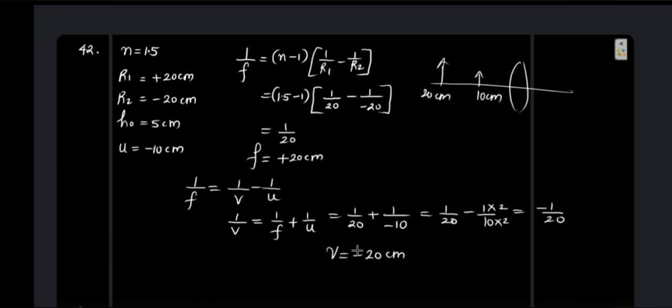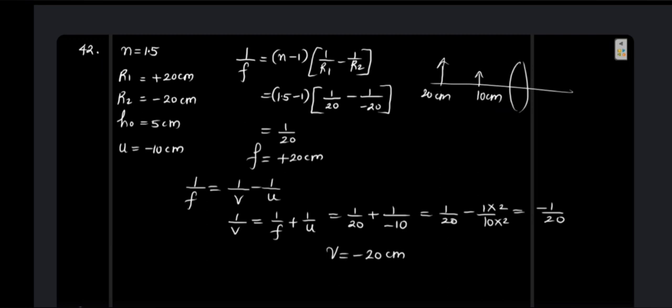That is why V came negative, and it is going to be a virtual and erect image. That is what that negative sign tells us. If your V had come positive over here, it would be a real and inverted image on the other side of the lens. All right, remember that.